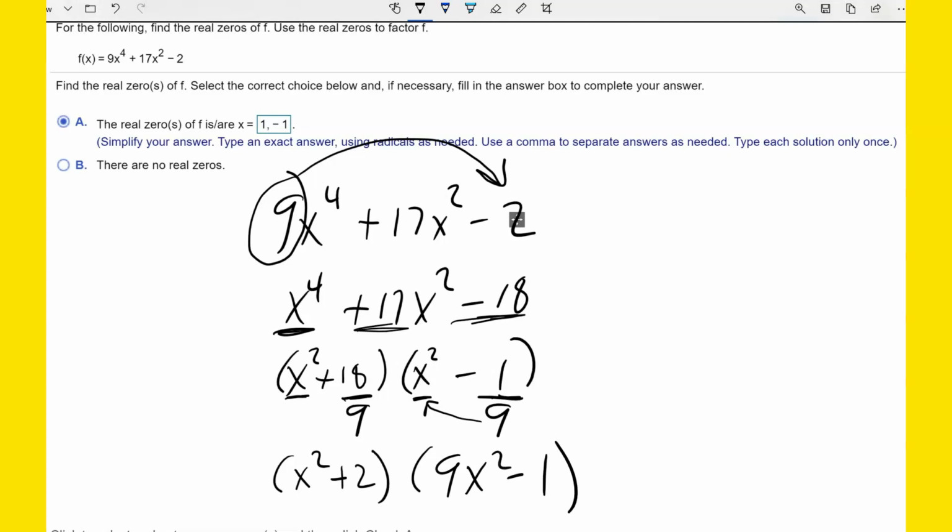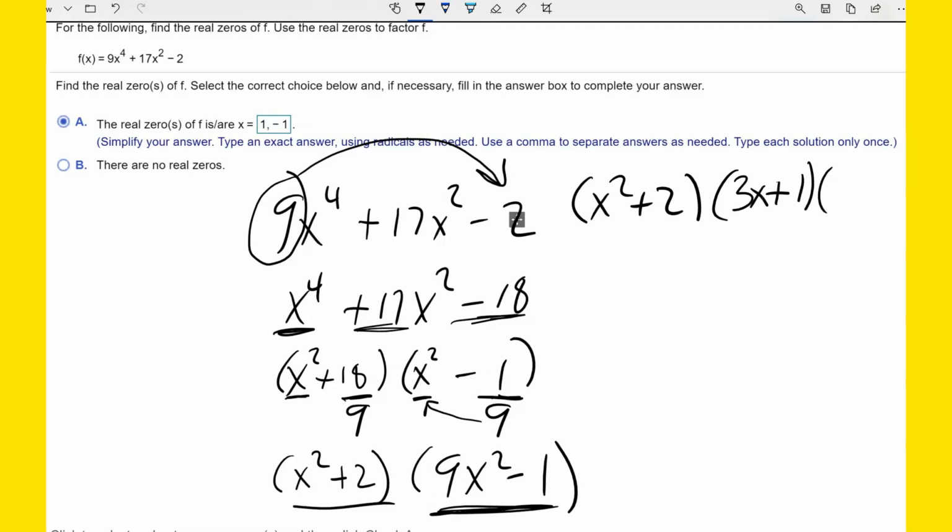Now, I can factor this a little bit more. This is good factoring, but I can factor this part some more because that's a difference of squares. 9x squared and negative 1 are both perfect squares, and there's a minus sign between them, so the x squared plus 2 will stay as it is. The 9x squared minus 1 becomes 3x plus 1 and 3x minus 1.